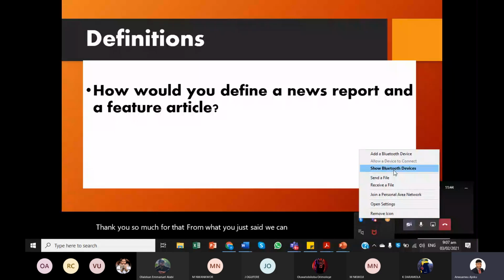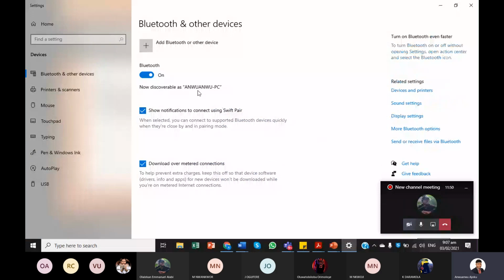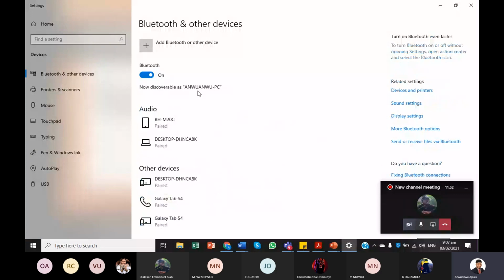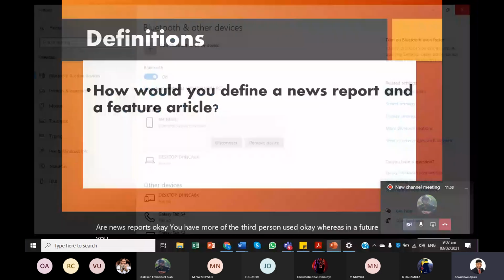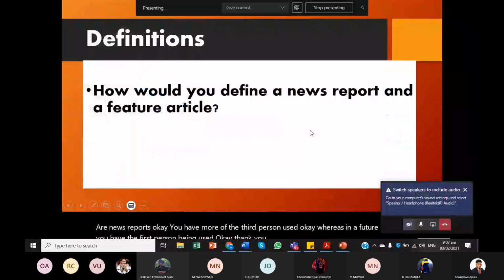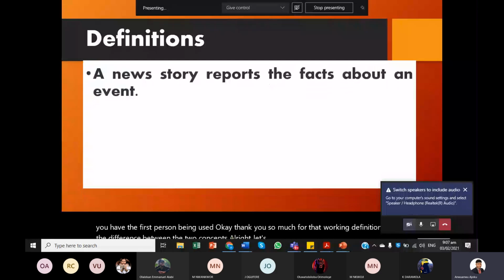You mentioned that in a news report, you have more of the third person used, whereas in a feature article, you have the first person being used. Okay, thank you so much for that working definition and the difference between the two concepts. All right, let's now go to the next.